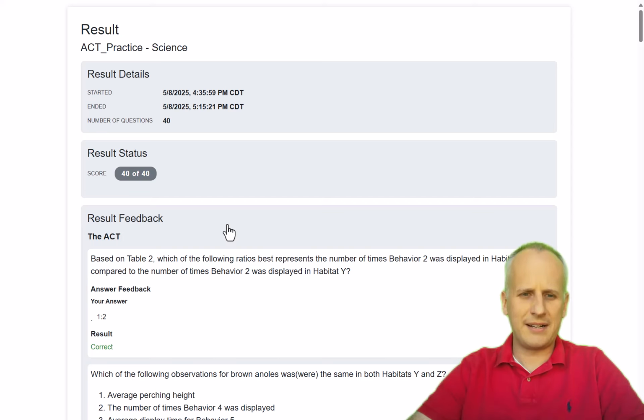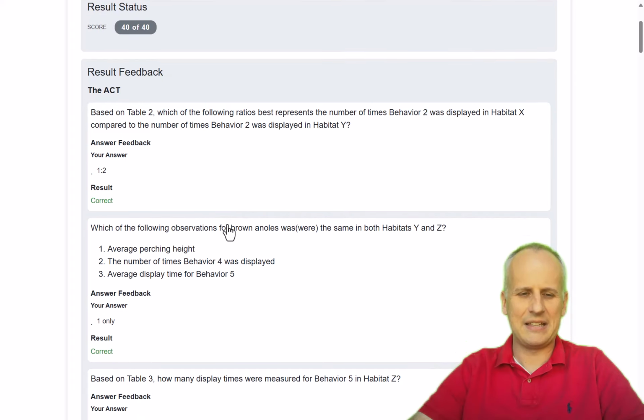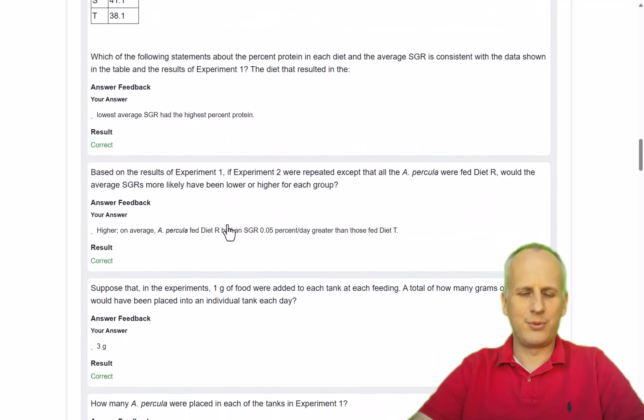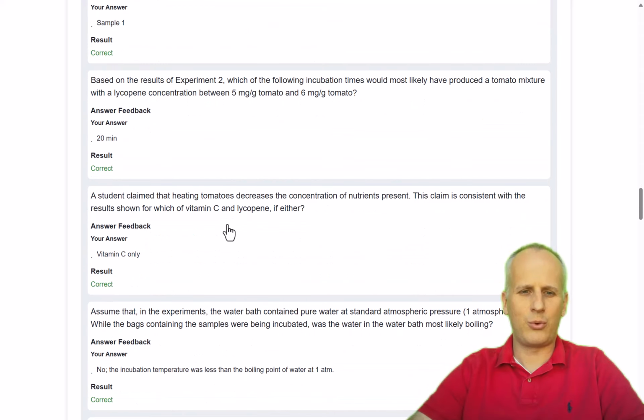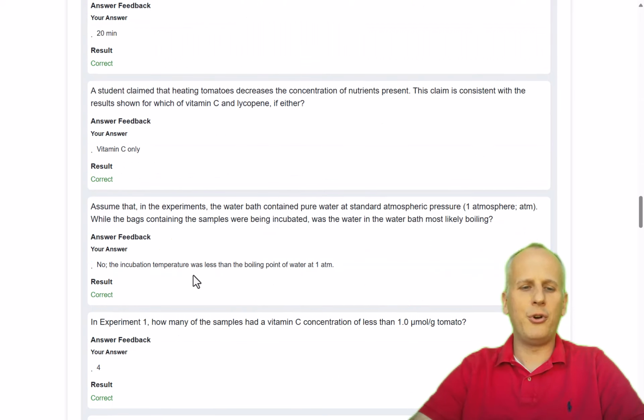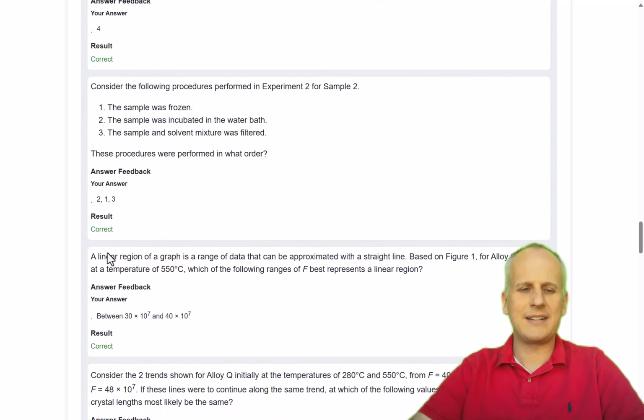Now, the thing to recognize about the results of these online practice ACTs at the time of this recording is that you will only be able to see these results once. You'll want to right-click and potentially either save them or print them. But also, if you did get something incorrect, it just says the result is incorrect. It doesn't give you any correct answer or the explanation. So it's a little bit of a challenge right now.